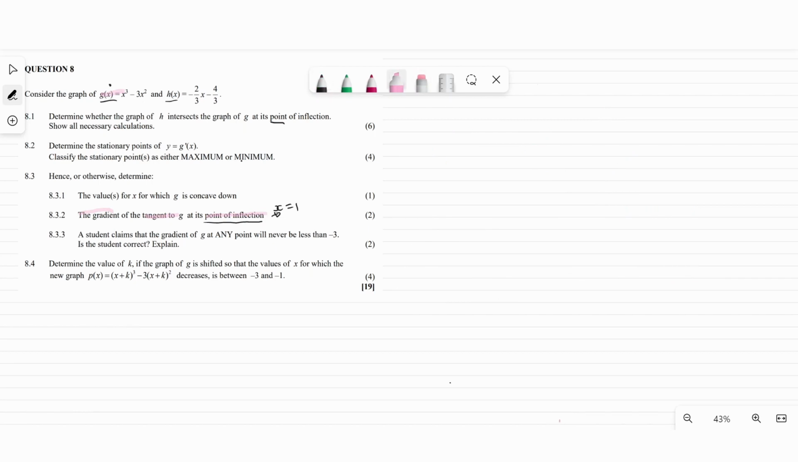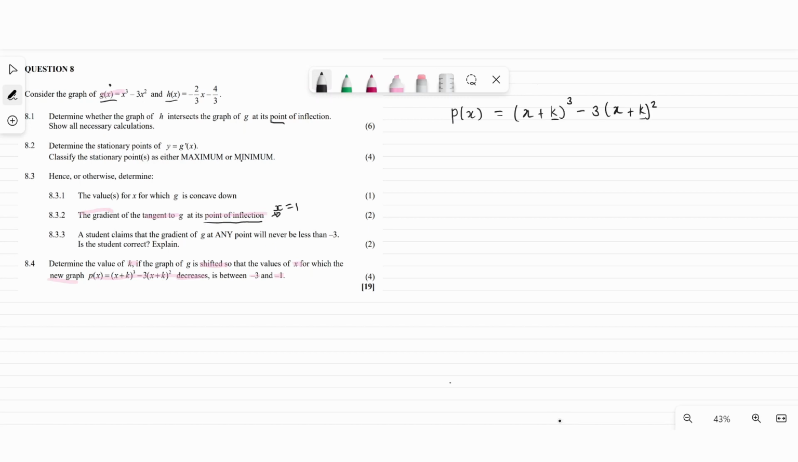It says determine the value of k if the graph g shifts. So we know there's going to be a shift, and we're going to check which type of shift it is when we look at the function that contains k. Then it tells us the value of x for which the new graph is p of x, which has x plus k, decreases is between negative 3 and 1. So let's look at the information properly. We know our graph is going to be decreasing, and that we have our new function, which is p of x.